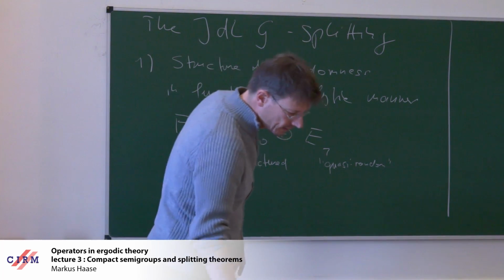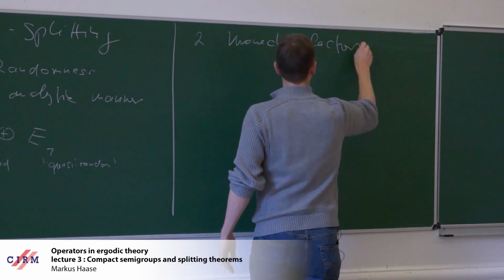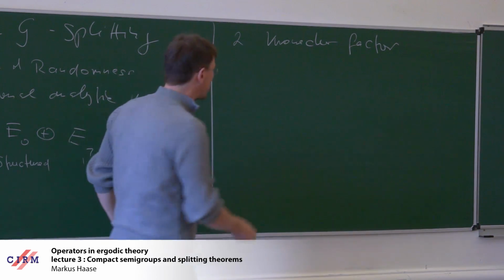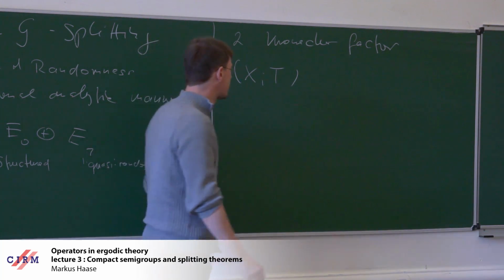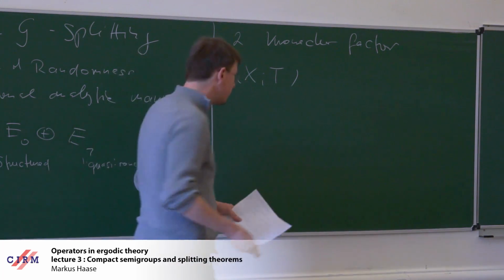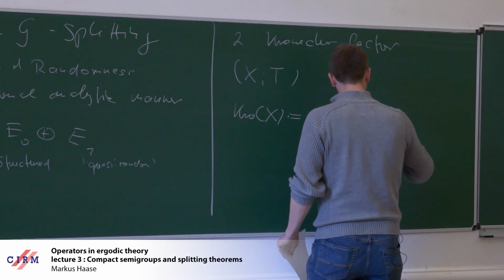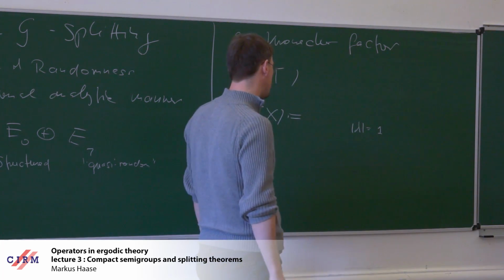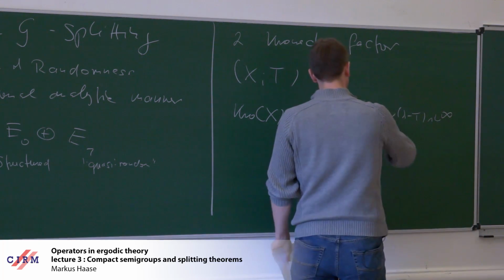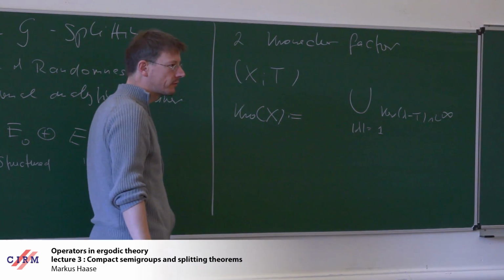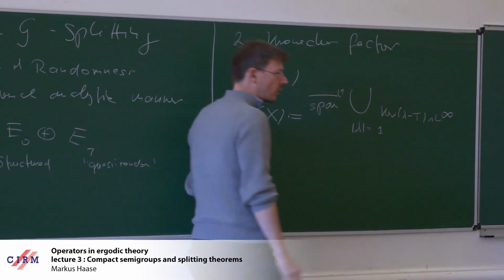I give immediately the application in ergodic theory: that's the Kronecker factor. The Kronecker factor is constructed as follows. Suppose you have a dynamical system, so X is a probability space, and T is a Markov embedding on L1 of X. Then you can define the following factor. You take a complex number of unit modulus, you take the eigenspace of the operator intersected with L infinity, you unify these, so you take all the L infinity eigenfunctions, and then you take the span and close it in the L1 topology.